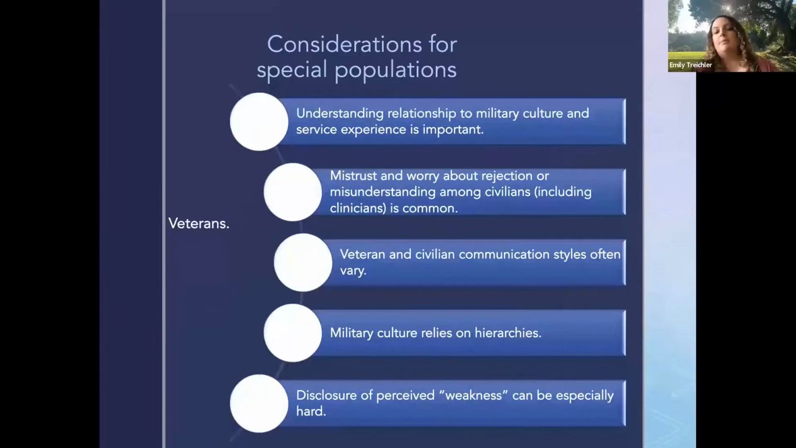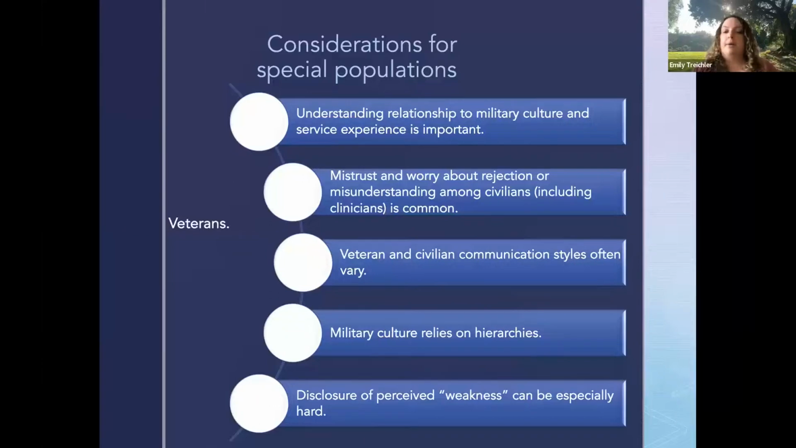Okay. And the last special population that I want to talk about is veterans. So as you know, I work with veterans a lot, and we've learned a lot about some differences between veterans and military culture and civilian culture. And it really is important to understand each individual veteran's relationship to military culture and their service experience. Not all veterans have a positive view. Many do, but for those who do not, it's really important to understand that, because their perspective on many of these other issues will then be different.